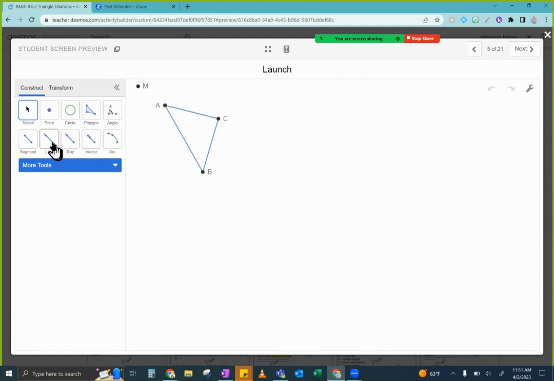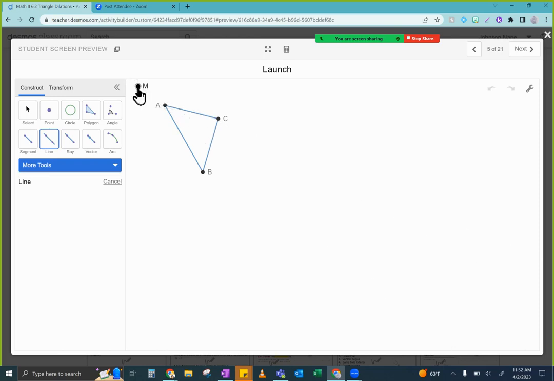Does that make sense? Now, sometimes people use rays. I'm going to use a line because if it's a reflection or a rotation, it'll go behind there, which is not the case today. So I'm just going to make sure. I'm going to start with A.